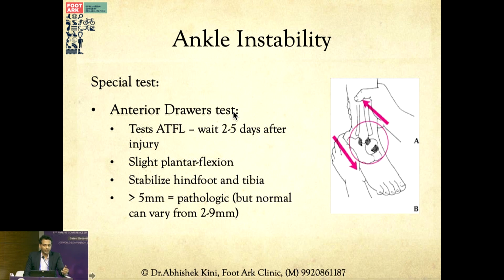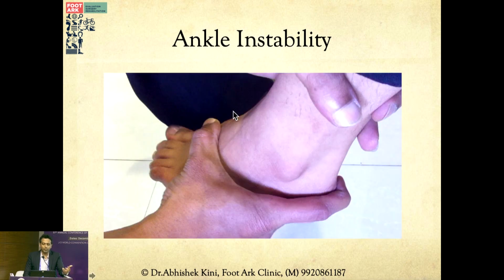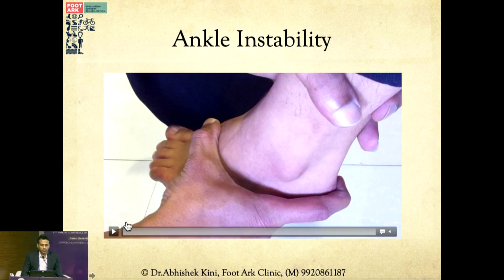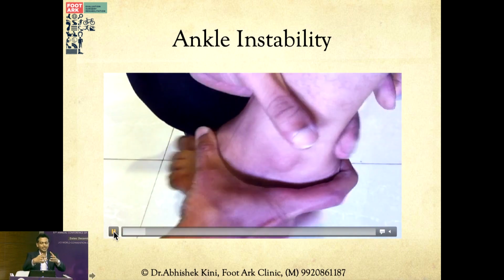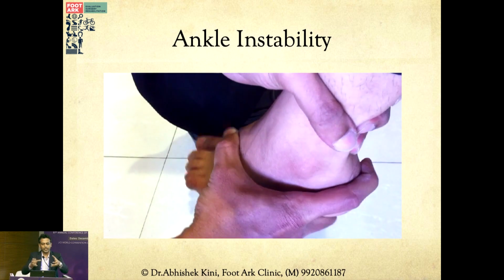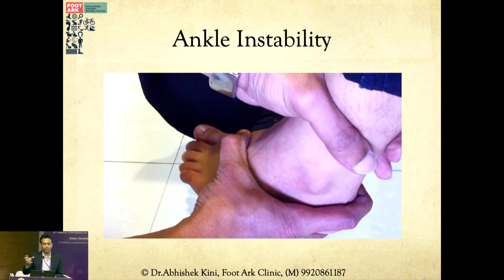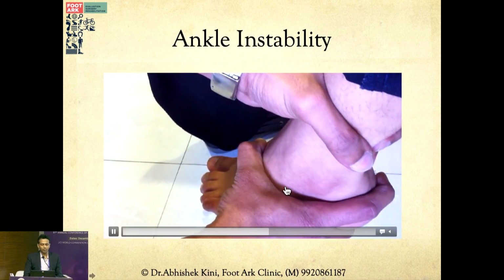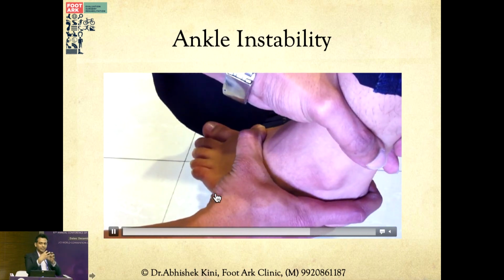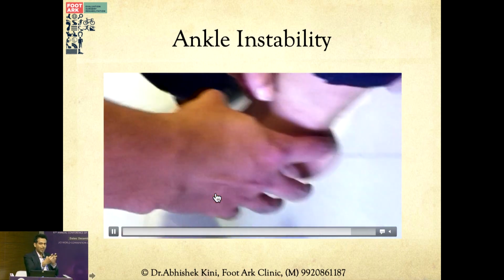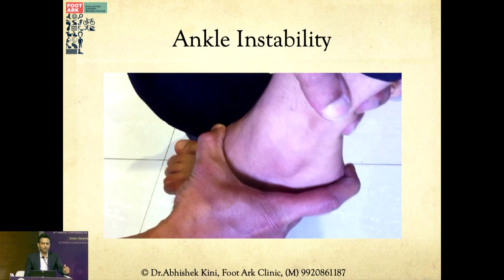How do you compare it? Compare it with the opposite side. Someone who is as hyperlax as I am, my 7 millimeters is like normal, as compared to someone who is a very stiff guy, for whom 2 millimeters might be pathologic. So you stabilize the hind foot, stabilize the tibia, pull it anteriorly and slightly rotate it inward. You will see the ATFL being stretched. You will see a small puckering over here, which is the suction of the capsule into the joint. This is the Drawer's test.